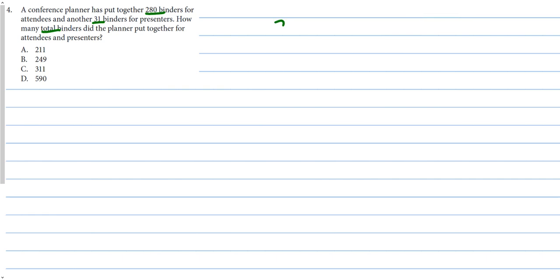So we're going to go ahead and just add them up. 280 plus 31. 0 plus 1, we get 1. 3 and 8, we get 11. And we're going to have to carry over the 1. And 1 and 2, we get 3. So in total, we get 311 binders, and that'll be C.